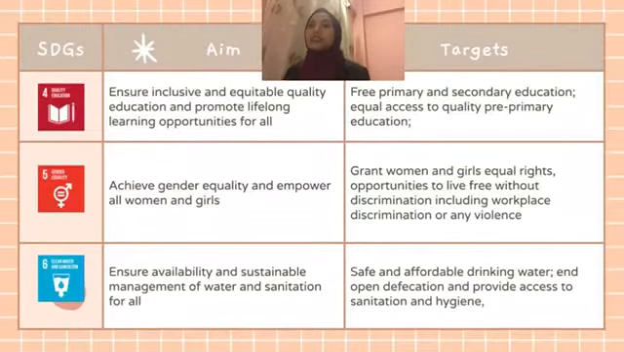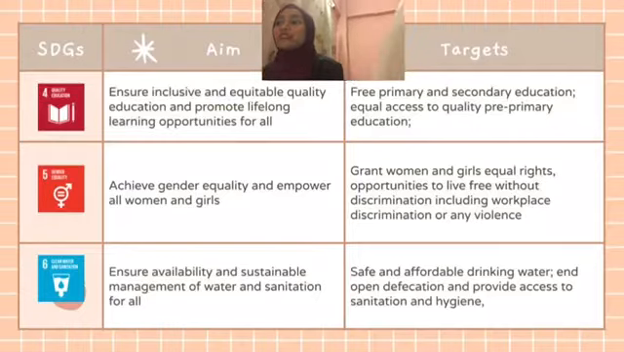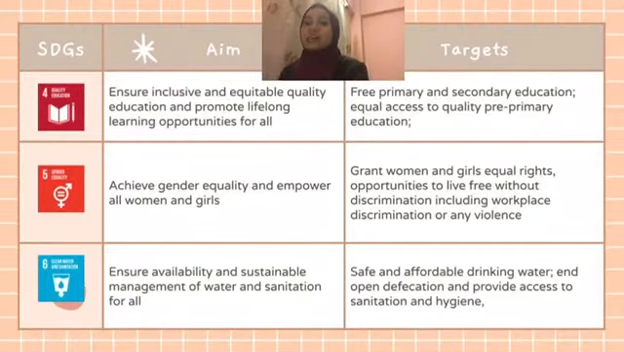The sixth goal is to have clean water and sanitation for all people. And the aim for this goal is to ensure availability and sustainable management of water and sanitation for all. So water is basically what all of us have taken for granted, but some countries do not have easy access to clean water and sanitation, unfortunately. And therefore the targets for the sixth goal are to have safe and affordable drinking water, also to end open defecation and provide access to sanitation and hygiene for all.